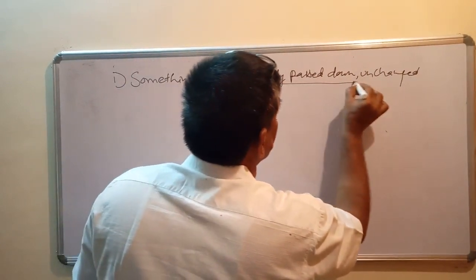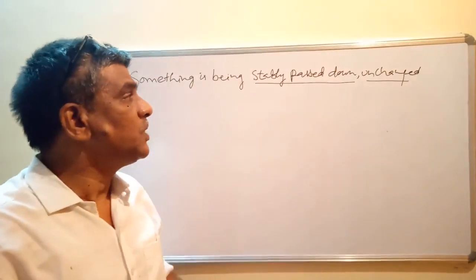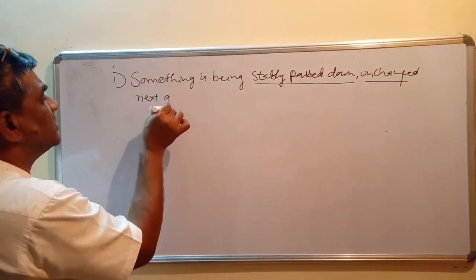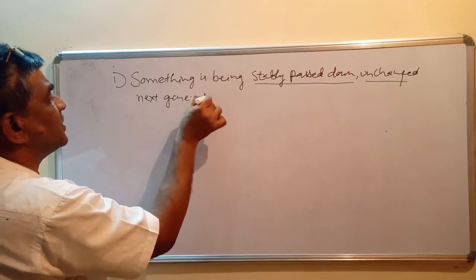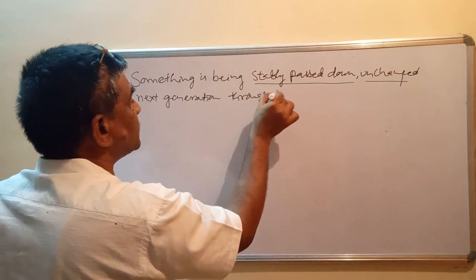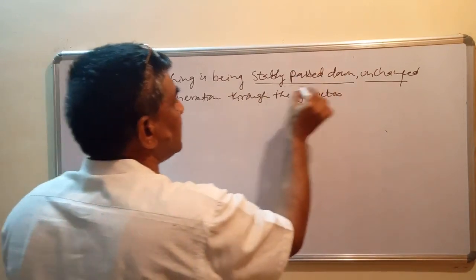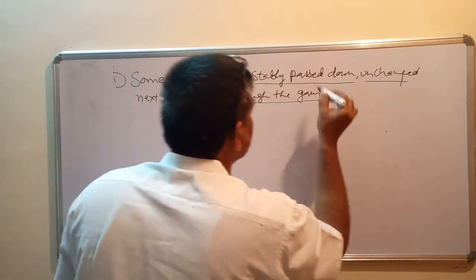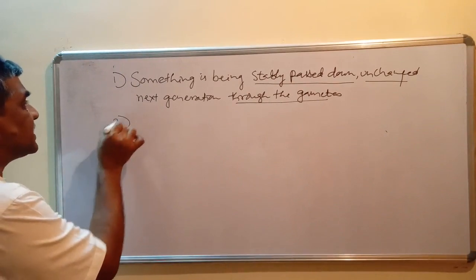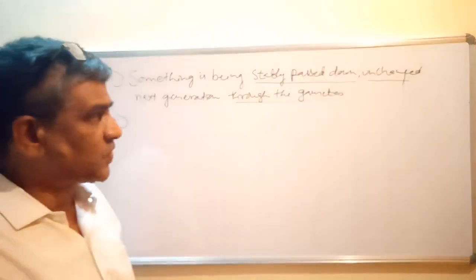This is very, very important. Unchanged, without undergoing any change, something is passed down to the next generation through the gametes. This is also very, very important. Something is passed down stably, unchanged, only through the gametes. And he said something is responsible for the inheritance of characteristics.